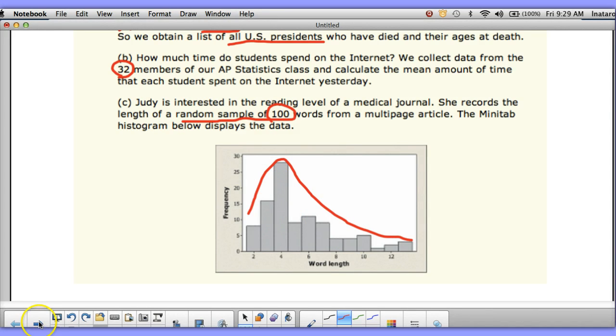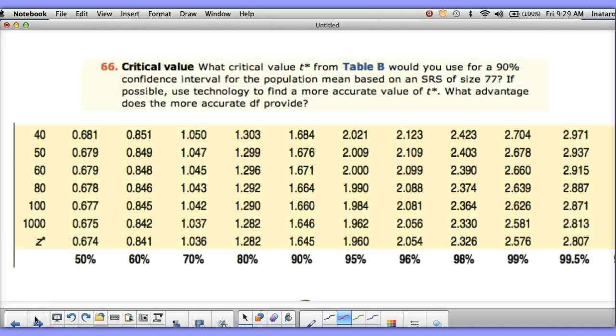And now let's move on to 2 questions that were submitted by KC. KC wanted to take a look at question 66 and how we might use technology to find T star. So this question asks us to take a look at a 90% confidence interval. So we're going to focus on this column here.